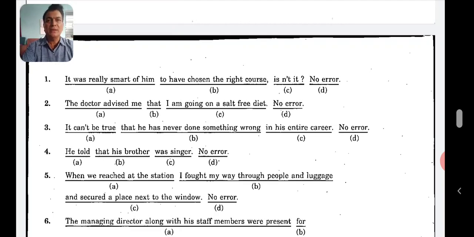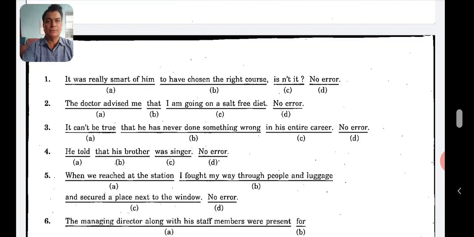So the error is in the question tag, isn't it? What should have been? It should have been wasn't it. So whenever the question is there on the question tag, try to find out what is there at the beginning. It was. So the helping verb is was. So therefore, the question tag should be wasn't it. If it's positive, the question tag will be negative. If it's negative, the question tag will be positive.